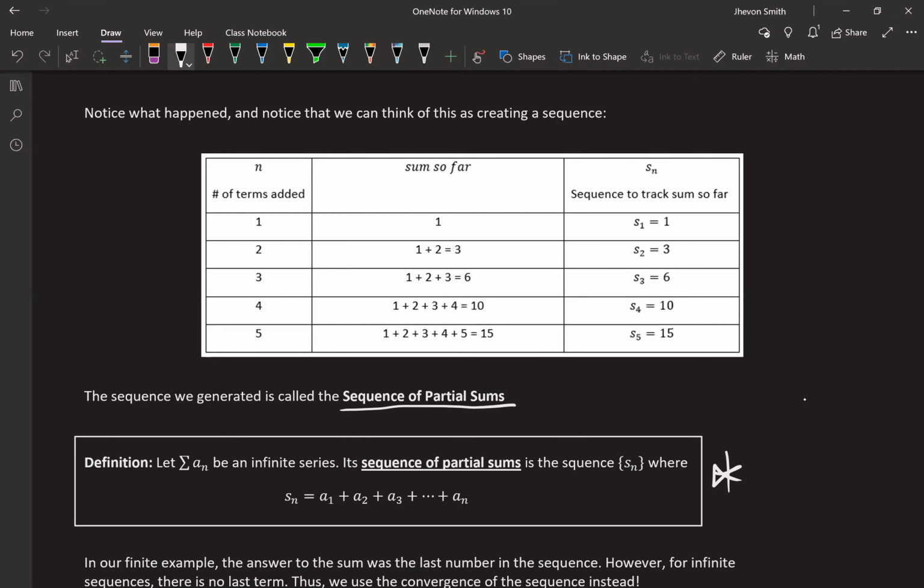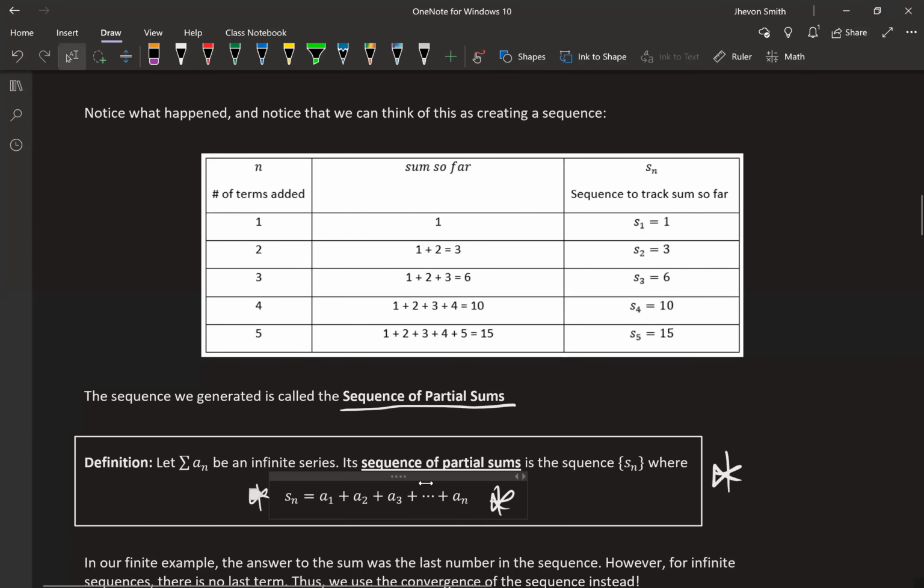That leads to this definition here. If you have a series a_n, the sequence of partial sums is a sequence defined by this equation. It comes from when you take your S_n and you just add up the first n terms. So S1 is the sum of the first 1 terms. S2 is the sum of the first 2 terms. S3 is the sum of the first 3 terms, and so on. S sub 1000 is the sum of the first 1000 terms. So these are called the partial sums, and when you look at them as a sequence, you create a sequence of partial sums.